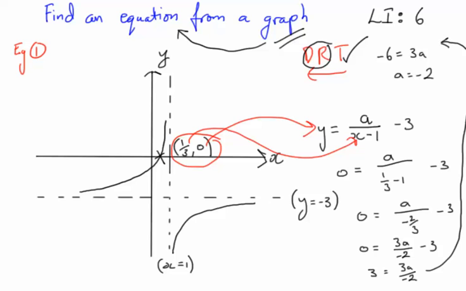The beautiful part is that it captures the sign as well, so it's captured the reflection and the dilation factor. So now all we need to do is rewrite this equation, but with the negative 2 there. So the equation of this graph is y equals negative 2 on x minus 1, minus 3. How good's that? Love it.